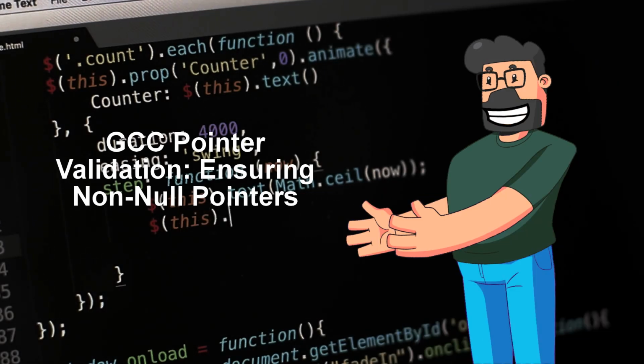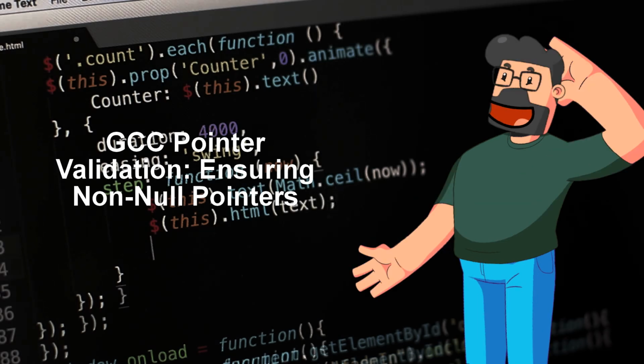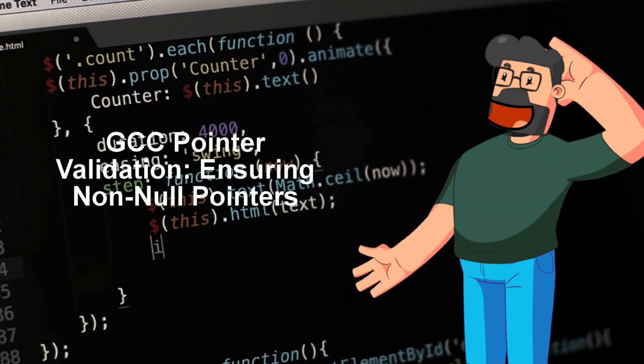We're looking at a code snippet that's causing build time warnings due to the potential for a null pointer when calling the memset function. The compiler is not happy about it and keeps flagging it as a warning.